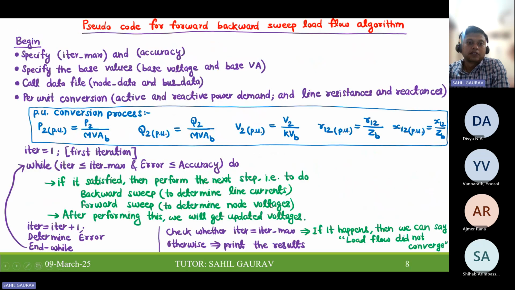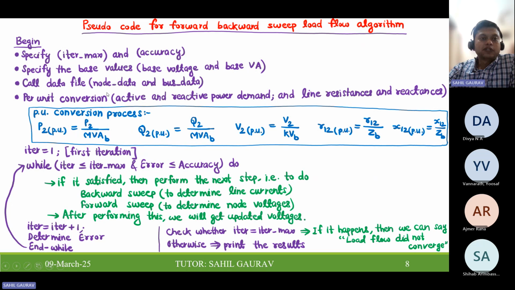So now let us see the pseudocode for this backward forward sweep load flow algorithm. How you can write the code for this algorithm. As I told, you first specify the maximum value of iteration and accuracy, and then specify the base values for finding the per unit quantities. In base values, you specify base voltage and base apparent power, and then you call the data file. You are performing this load flow algorithm for some system, so for that system you have to make the data file, or it may be provided.